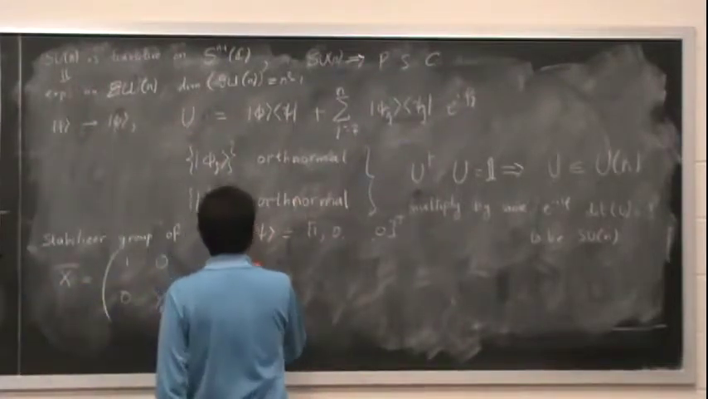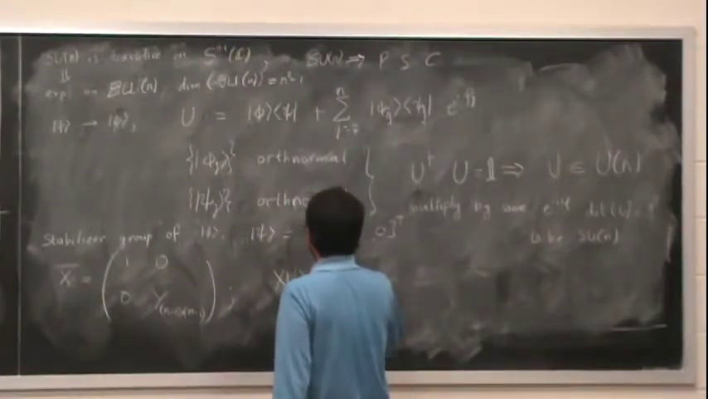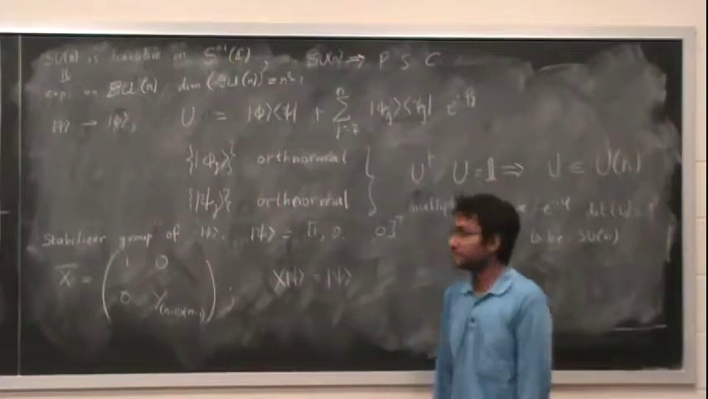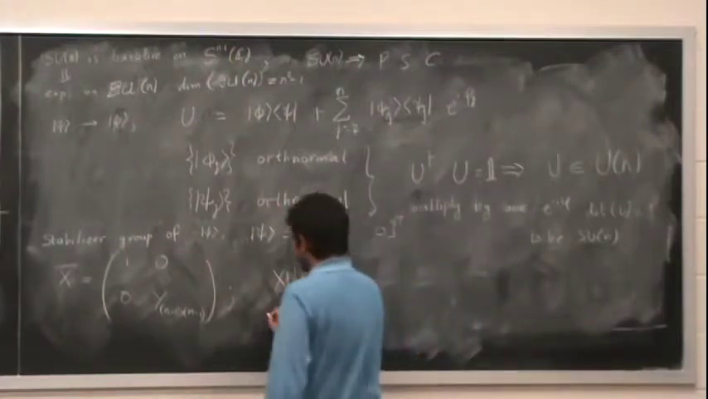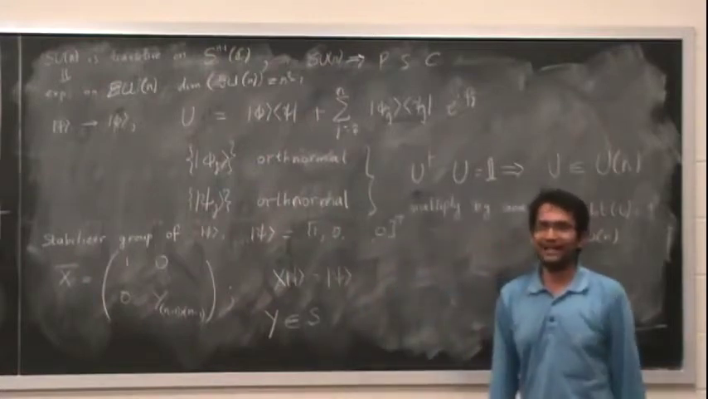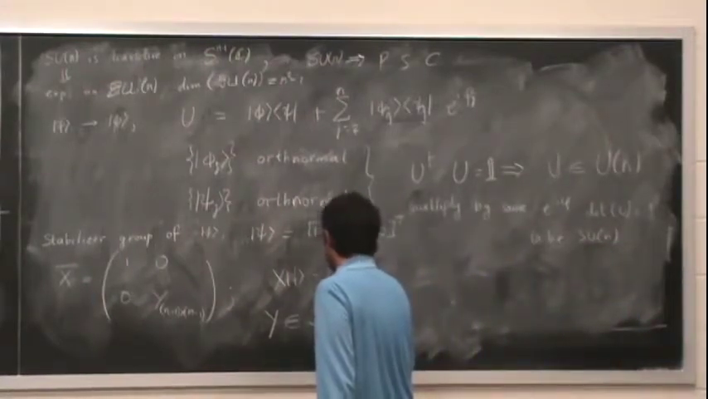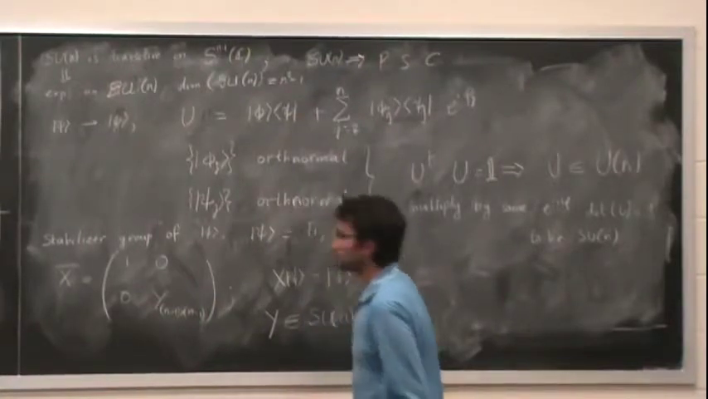As you can see, this clearly is a stabilizer of the state psi, because now if I do x psi, I get psi. And of course, y itself is an element, and assume that I mod out, have a way of getting rid of the overall phase. So y is an element of SU(N).